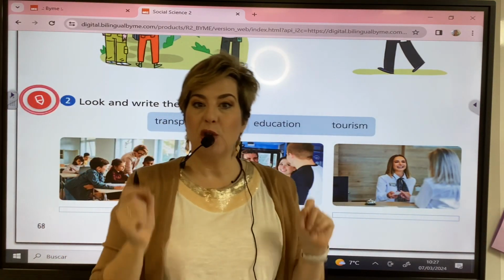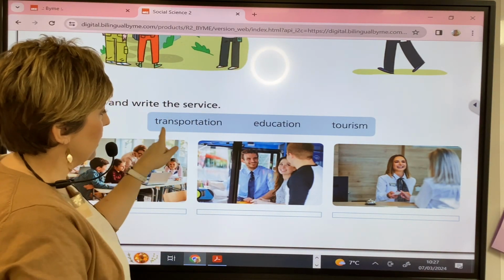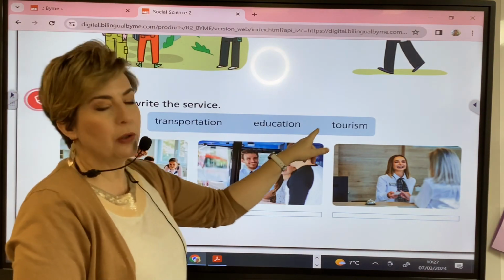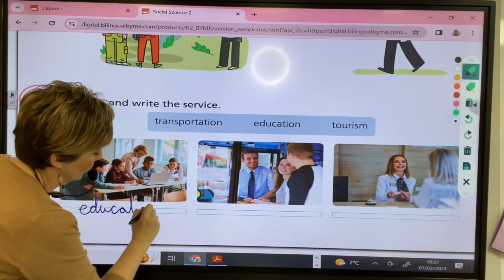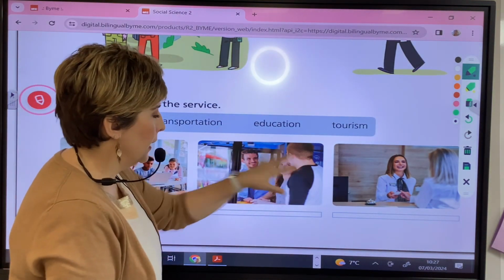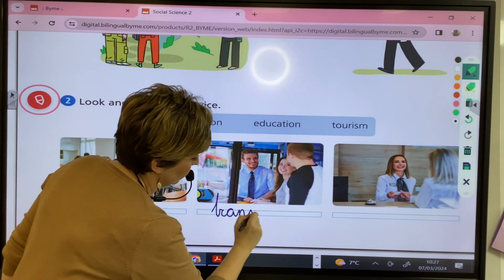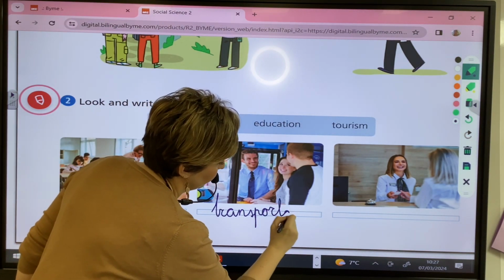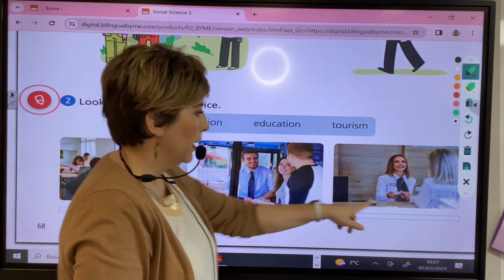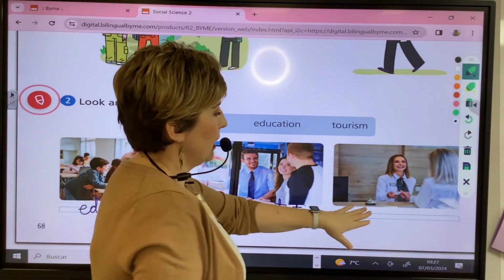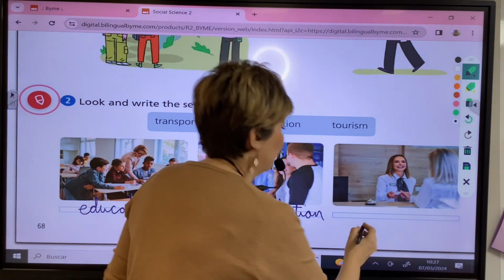Let's see in which service do these people work. She works in transportation, education, or tourism? Education. This is a bus driver, so he works in transportation. And the last one, she is in a hotel, in the reception of a hotel, so she works in tourism.